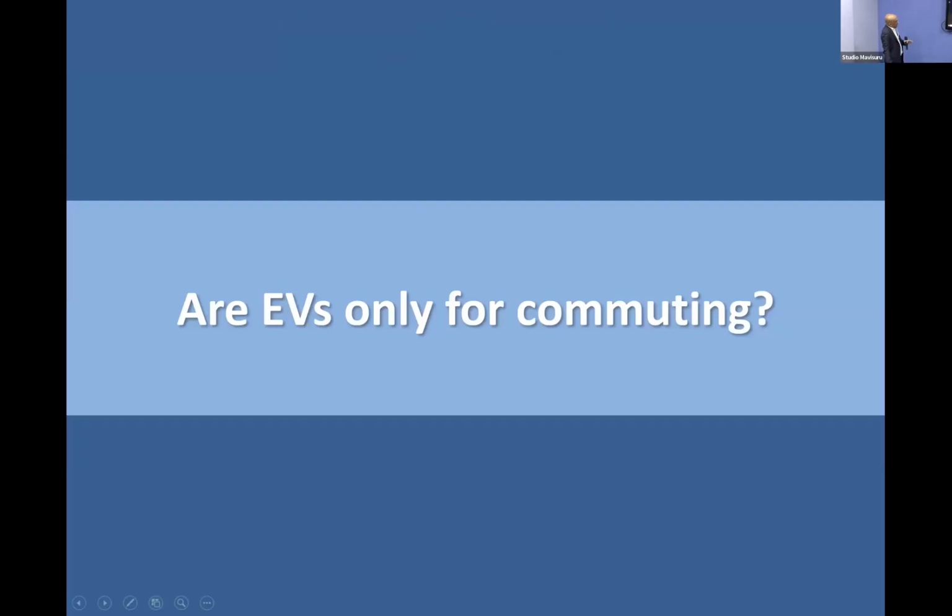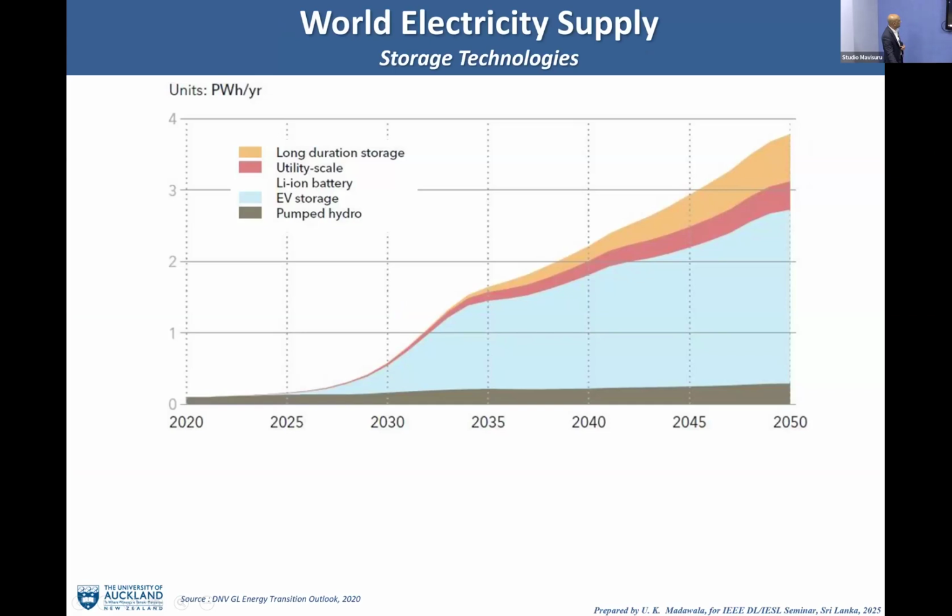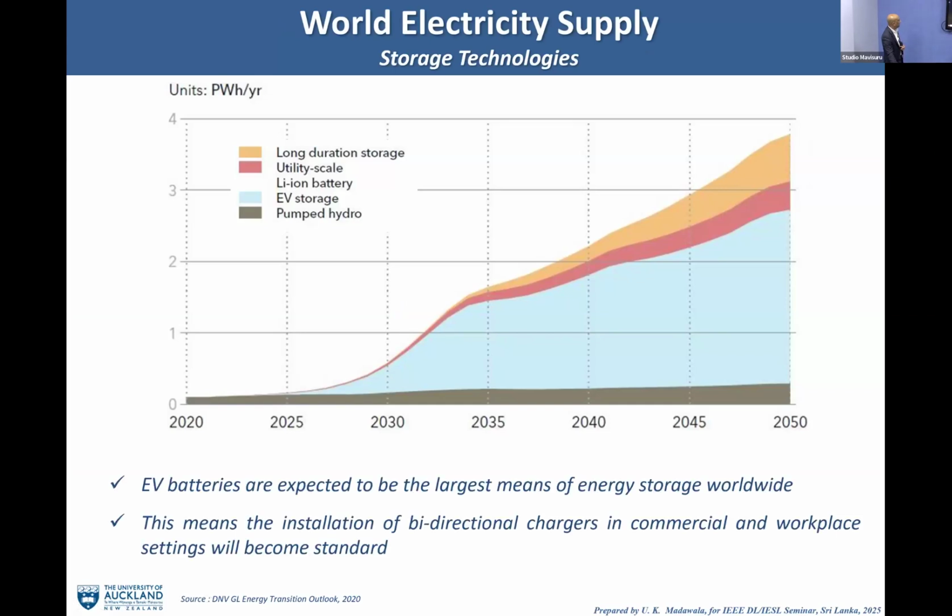So now the next one: is an EV only for commuting? If you look here, this shows that most of this energy storage is coming from electric vehicles. So you can see how much from 2025 to 2050, the blue. And there you can see the amount of energy that can be stored in EVs. That's what is available, so we can use that for some of the applications.